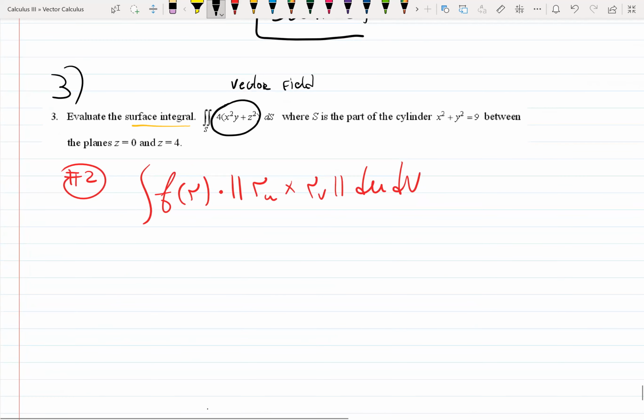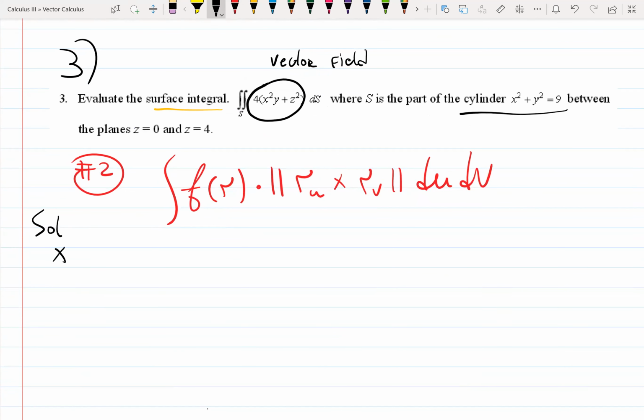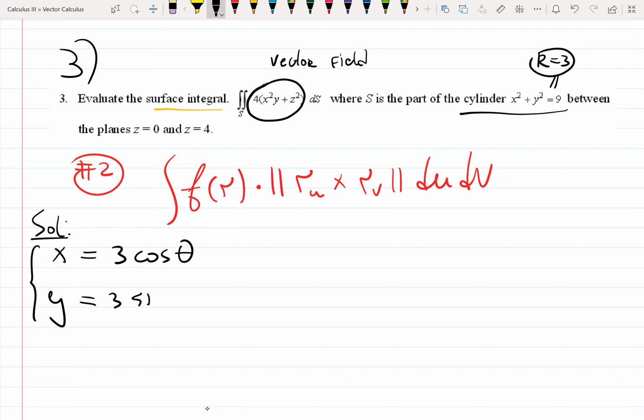So let's do that. Cylinder, that gives you a hint that we probably should use cylindrical coordinates. Do you remember cylindrical coordinates? Yes, solution. X is, it's kind of normal polar coordinates first. Remember polar coordinates are r cosine theta and r sine theta. What is my r? R is 3. So it's going to be 3 cosine theta and 3 sine theta. That is my cylindrical ones.